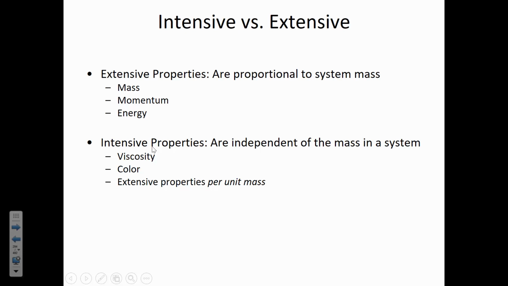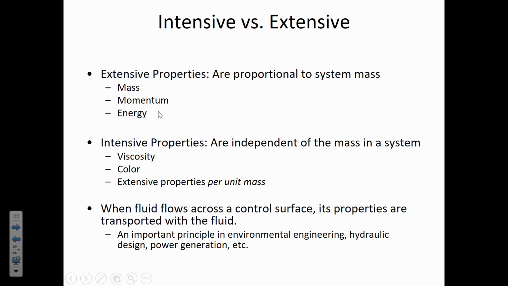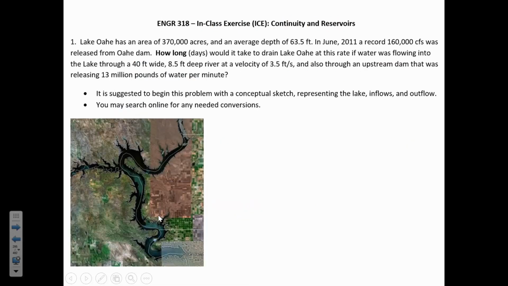So we won't go into a lot of time talking about intensive and extensive properties in Chapter 5, but in Chapter 6, when we talk about momentum, bear in mind that when we keep track of fluid momentum and we apply the control volume approach to it, we'll be assuming that a fluid's momentum is carried with the mass. So wherever the mass goes, the momentum is going as well. So its properties are transported with the fluid across a control surface and through the control volume.